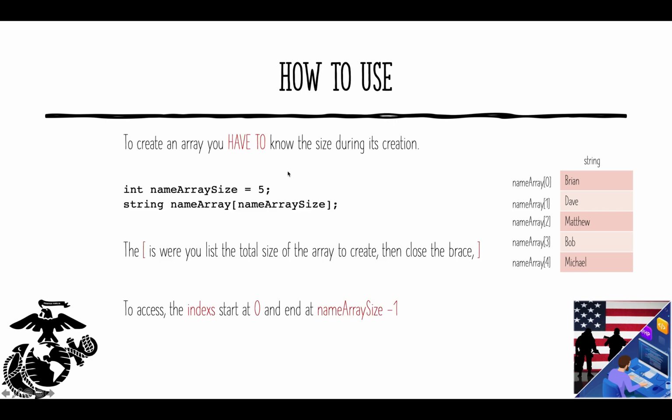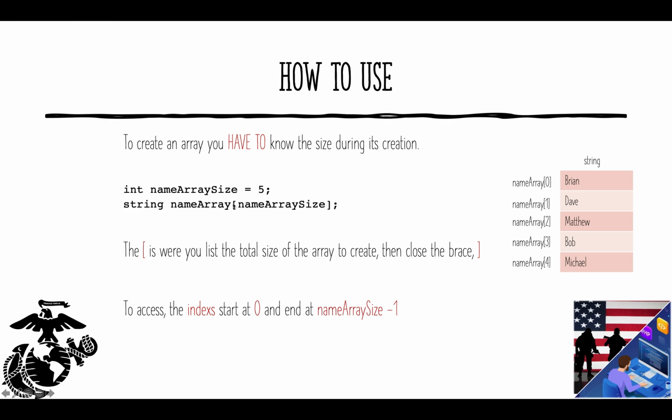So, how to use an array? To create an array, you have to know the size during its creation. Here's an example of what it could look like. I'm going to create an integer, and I'm going to call it name array size, and I'll set it to 5. So now my name array size variable equals the value of 5. Now this is how you create an array. I'm going to create my array of type string, so it's going to hold multiple strings, and I'm going to call it name array.